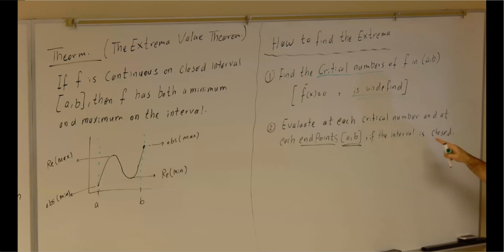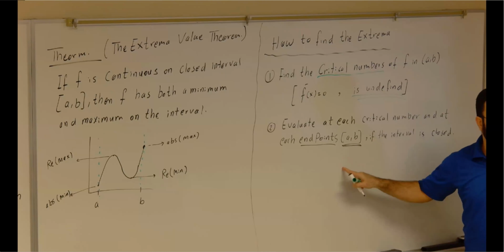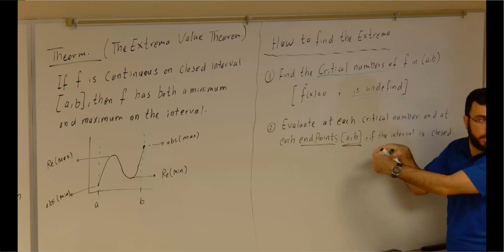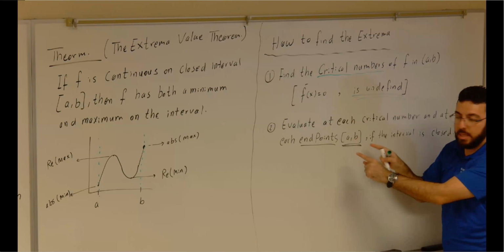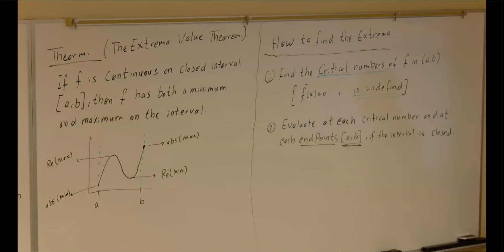If the interval is closed, you evaluate. If it's open, you're not gonna evaluate. Only if it's closed. Why? Because if it's closed, that means these two numbers are included in the interval. So you have to evaluate. If it's an open interval, you don't have to evaluate the endpoints, just the critical numbers. Okay?